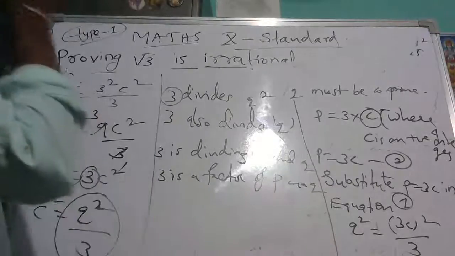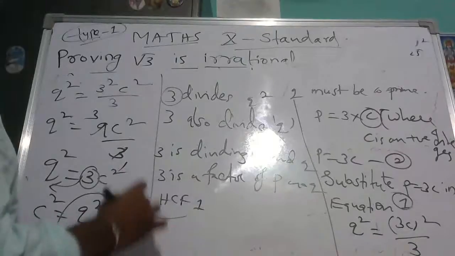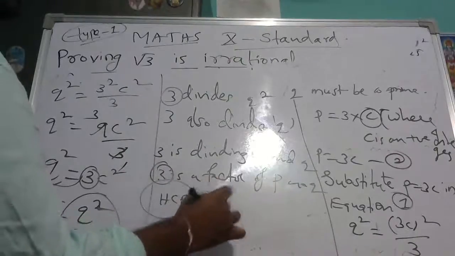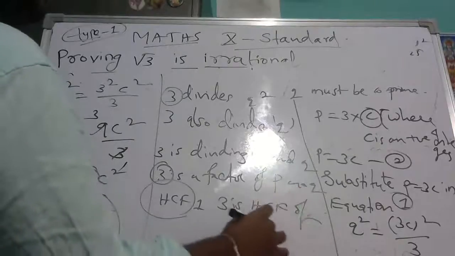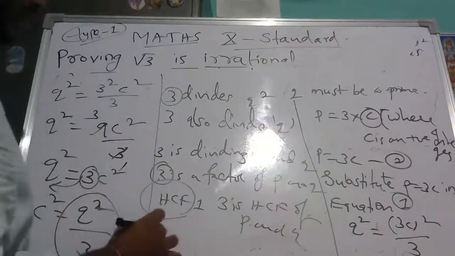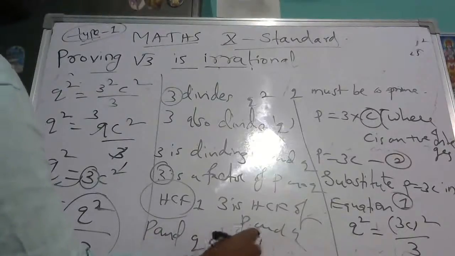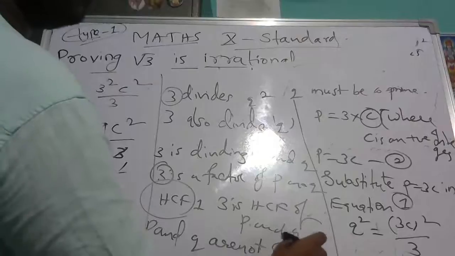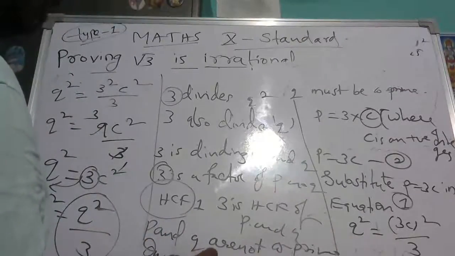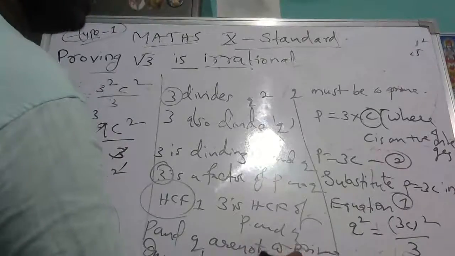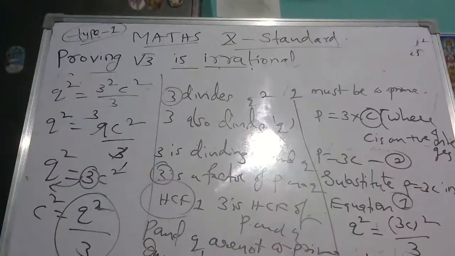So what does co-prime mean? It should have HCF 1. But here it is saying that 3 is an HCF for p and q. So p and q are not co-prime. So our contradiction is wrong. So our assumption is wrong. So root 3 is an irrational number. This is type 1. Clear?